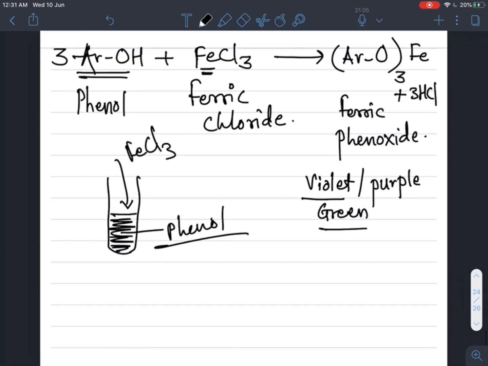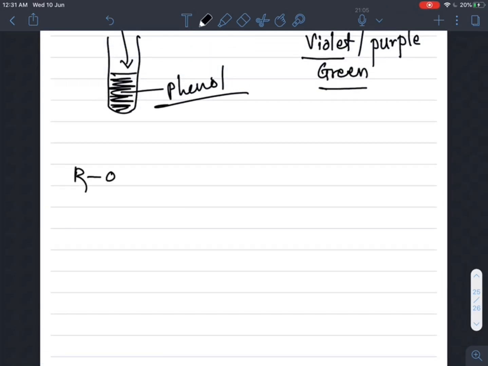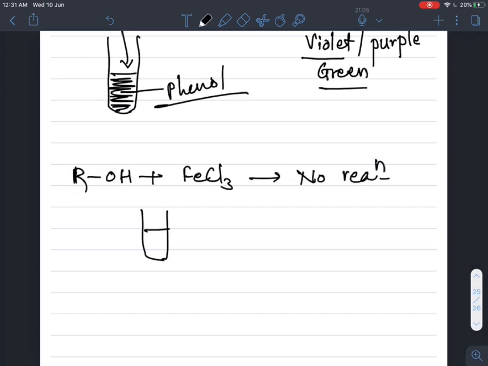If we take this same test with the alcohol, that is ROH, when treated with FeCl3, that is ferric chloride, no coloration or no reaction takes place due to the absence of phenol. So we can identify the absence of phenol, that is if we take alcohol ROH in this test tube, and if we add aqueous neutral ferric chloride, then this solution remains colorless, no colored complex is formed, and we can identify the presence of alcohol.